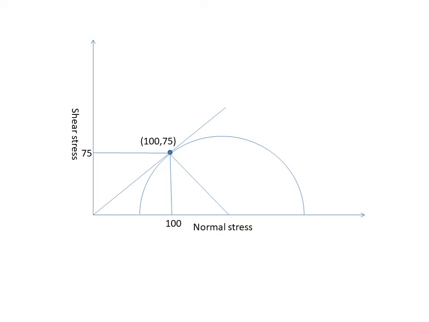Now I need to determine the principal stresses. The points where your Mohr circle hits the x-axis are your principal stresses. This is your major principal stress and this is your minor principal stress. Measure the values along your x-axis. So this is your major principal stress sigma 1, and this is your minor principal stress, sigma 3.